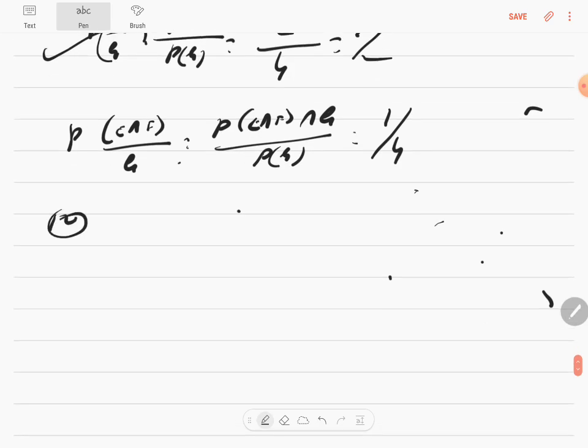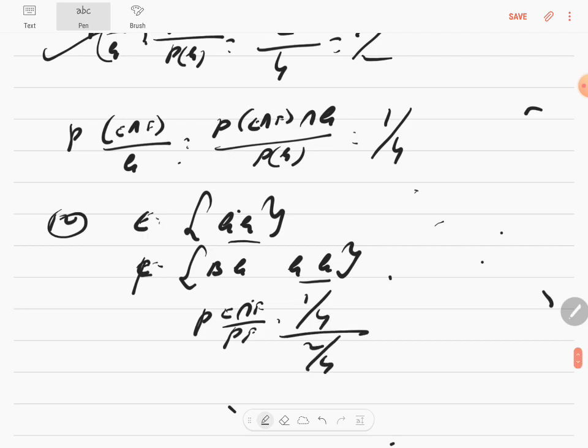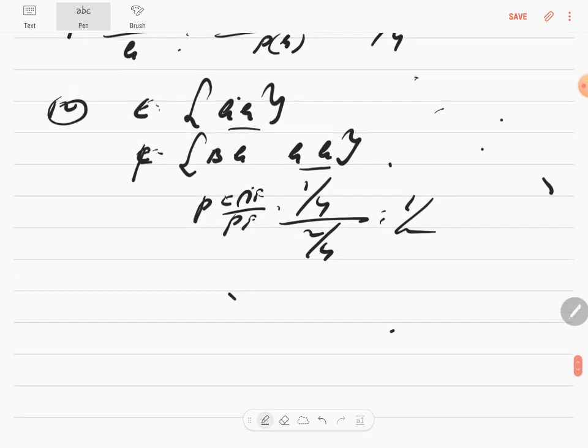12th question. Assuming that each born child is equally likely to be a boy or a girl, if a family has 2 children, what is the conditional probability that both are girls? Let E be that both are girls, meaning GG, given that the youngest is a girl. So it can be boy, girl. The youngest has to be girl. Can also be girl, girl. So what is P of E intersection F by P of F? Only 1 is intersecting, out of the sample space of 4, so 1 by 4 over 2 by 4. Therefore it's 1 by 2. Next.